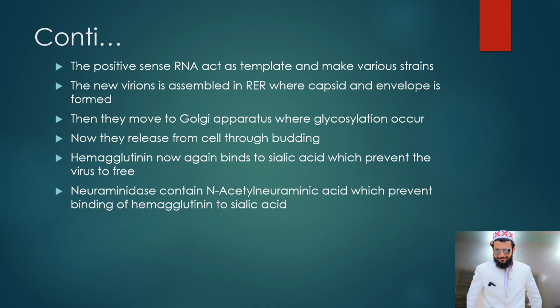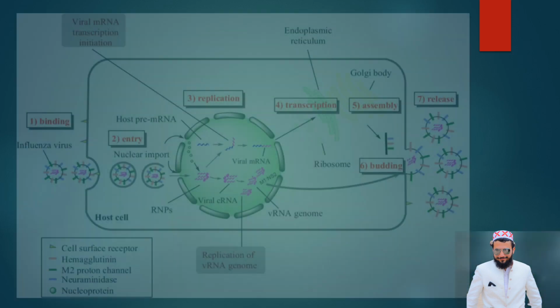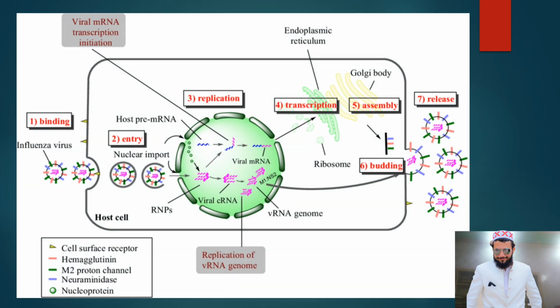Hemagglutinin now again binds to the sialic acid, which prevents the virus from escaping. Neuraminidase cleaves N-acetylneuraminic acid, which prevents binding of hemagglutinin to sialic acid.